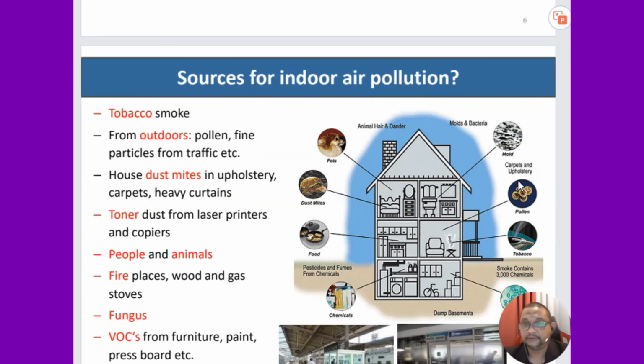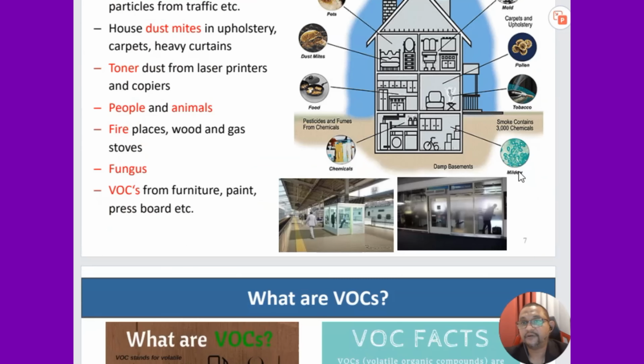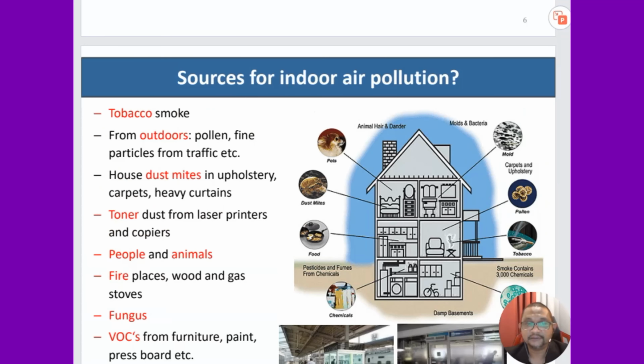Sources of indoor air pollution. These are the materials or sources that contribute to indoor air pollution. Indoor air pollution comes from various sources. Understanding these sources is key to improving indoor air quality and reducing the risk of related health issues.